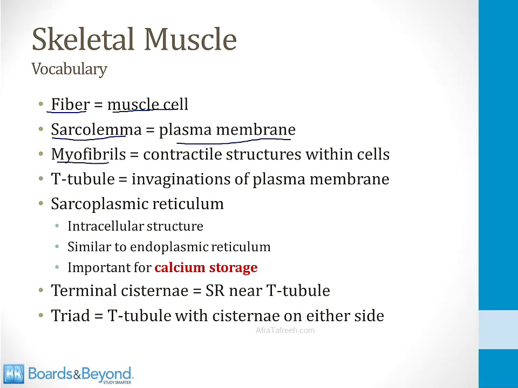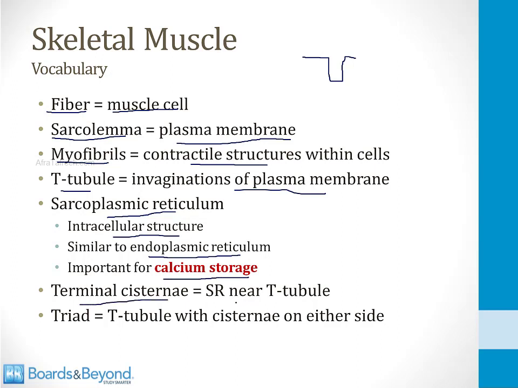Myofibrils are the contractile structures within the muscle cells, and the T-tubule is an invagination of the plasma membrane. Muscle cells have these little invaginations that look like this, and they look like a T, so they're called a T-tubule. The sarcoplasmic reticulum is an intracellular structure found inside of the muscle fibers or muscle cells. It's similar to the endoplasmic reticulum in other cells, and it's very important for calcium storage, as we'll see in the next few slides. The terminal cisternae are the sarcoplasmic reticulum portions that are right next to the T-tubule.